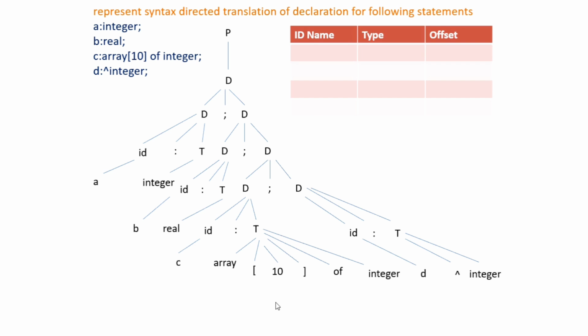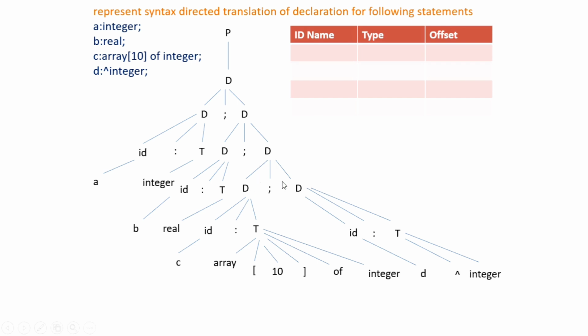Now, we actually apply these production rules here. P tends to D, then D tends to D colon D. Now this D can be abbreviated as ID colon T. So T is integer. Now this D can be abbreviated as ID colon T. This is B colon real.